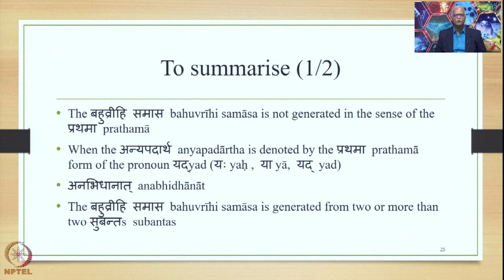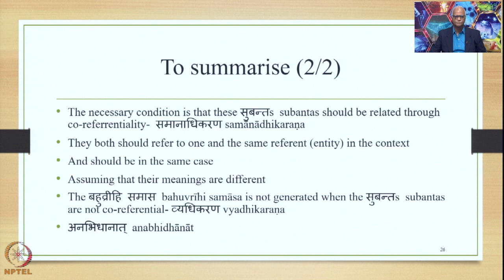The other important point to remember over here is that the bahuvrīhi samasa is generated from two or more than two subantas. This is on account of the word anekam. This is not the case with tatpurusha as well as avyayi bhava. The necessary condition is that these subantas should be related through coreferentiality or samanadhikaranya. They should be samanadhikarana. They both should refer to one and the same referent or entity in the context, and should be in the same case, assuming that their meanings are different.